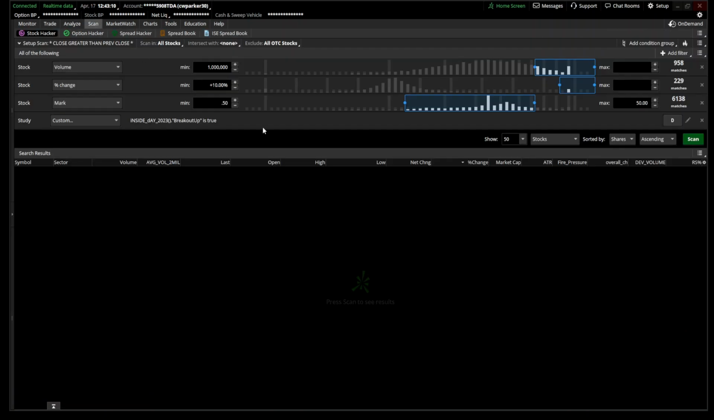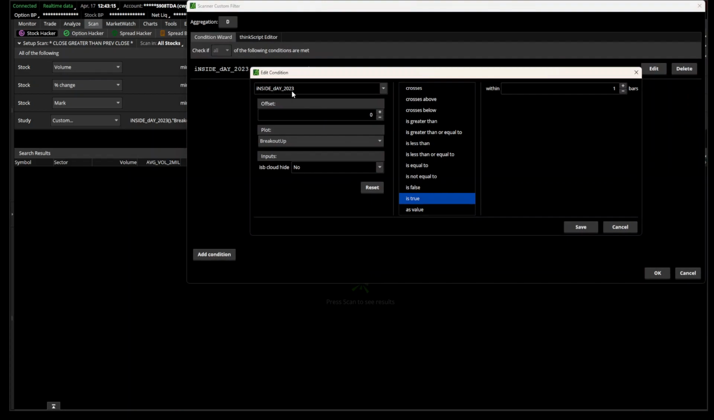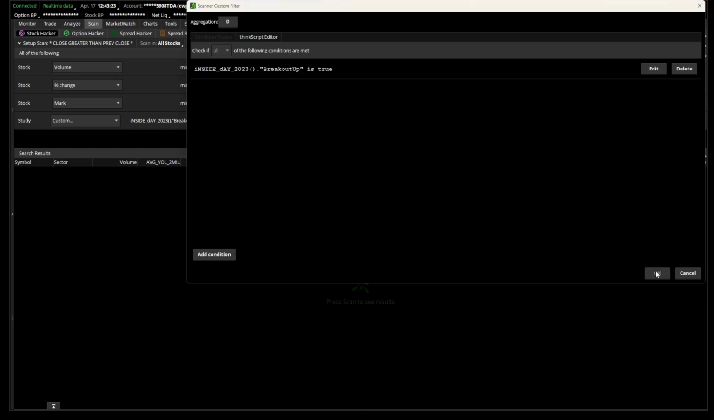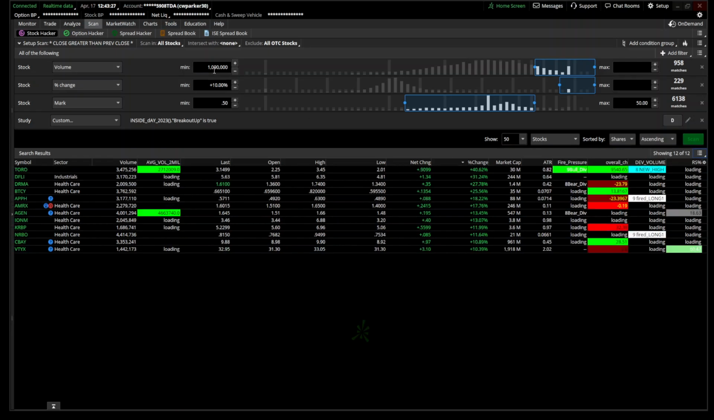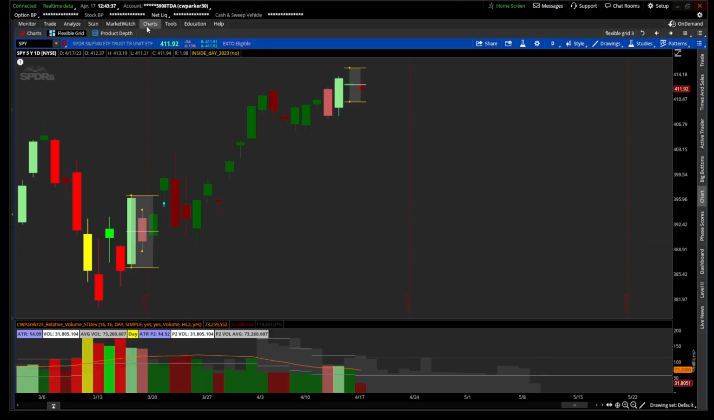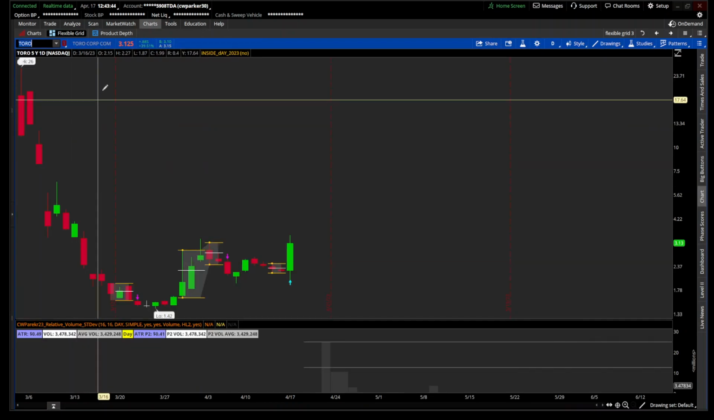We'll go to the scanner, and I already have the indicator loaded in there. So inside day 2023, we're looking for the breakout up. And let's scan. I have it set for 1 million volume. They have to be up at least 10% today. Yeah, 10%. So Toro. And it has 1 million volume. So let's check it out.